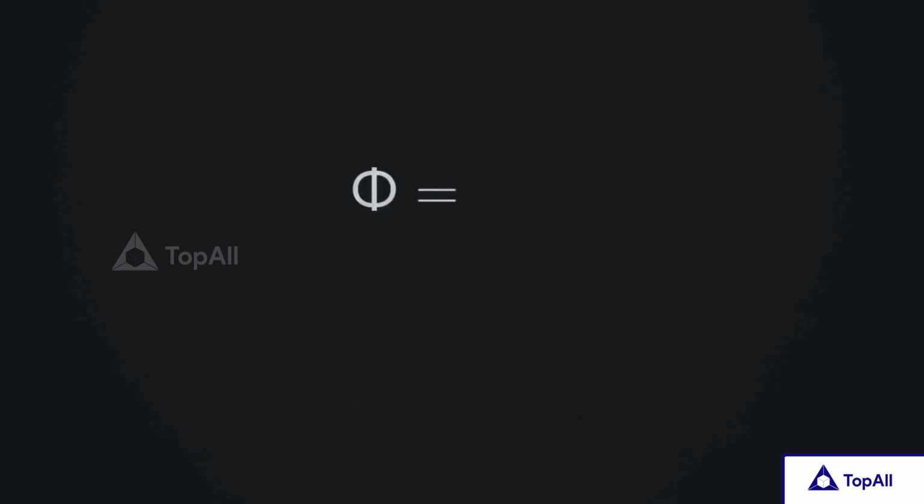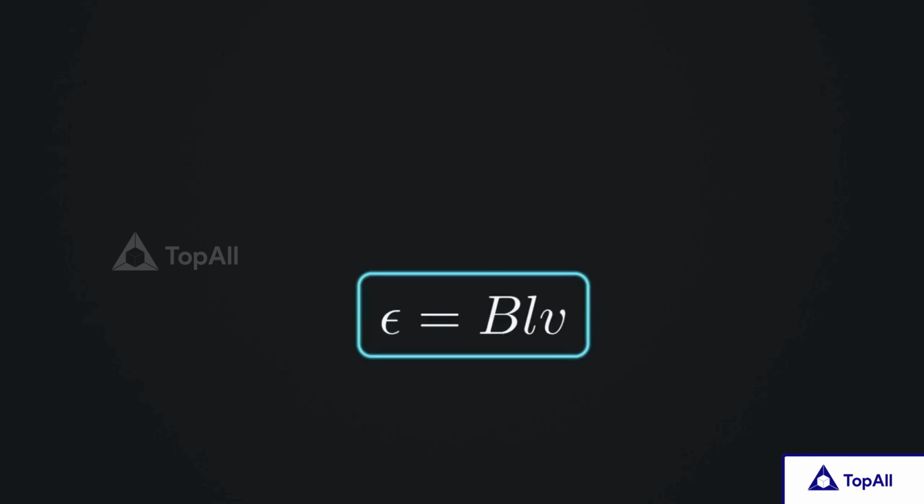The total flux is simply the magnetic field strength, B, multiplied by the length, L, and that shrinking distance, X. Since X changes at the exact velocity of our sliding rod, V, the rate of change resolves into a neat formula. The induced voltage is exactly B times L times V.